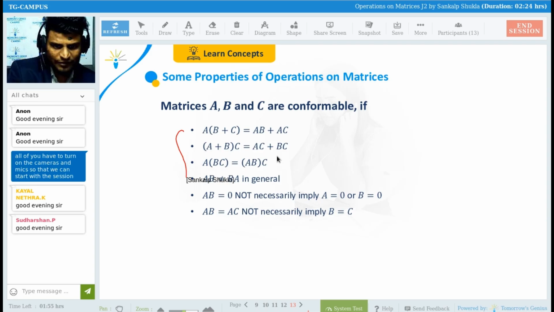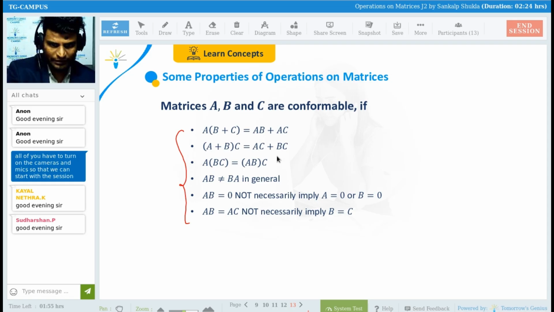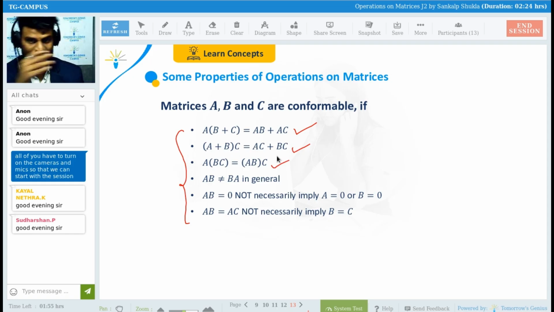These are some properties of matrices that you have to take note of. Matrices A, B and C are conformable if A multiplied by B plus C is AB plus AC. This is a condition that will be executed in case of matrix multiplication. This is also a condition. If there are three matrices A, B and C, you can first multiply B and C and then multiply the entire product with A. The answer will be the same as when you multiply A and B first and then multiply the entire product with C.